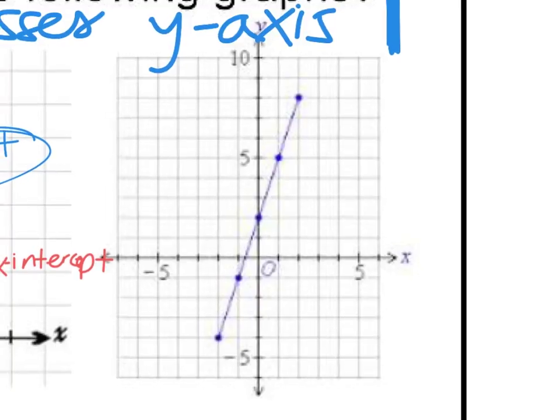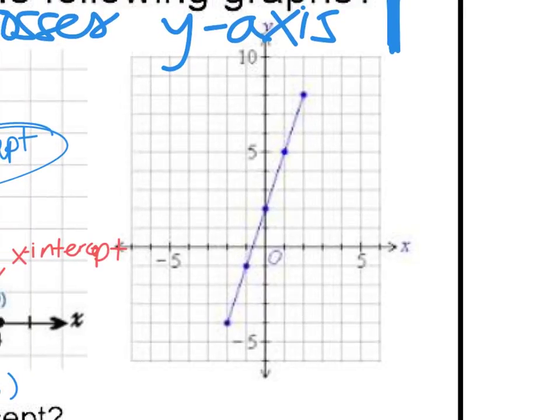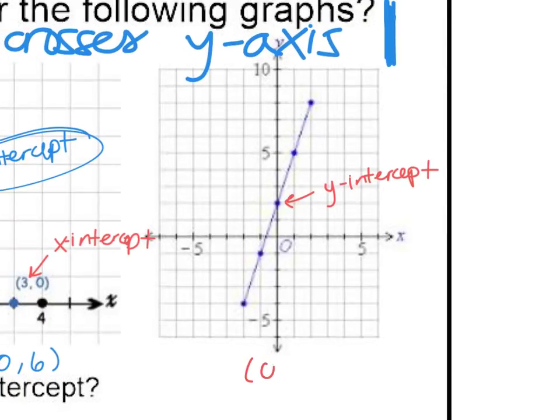Last graph here is a line. That line crosses the y-axis at 0, 2. So this is my y-intercept. And that is the point 0, 2. Same thing as we did for the starting point.